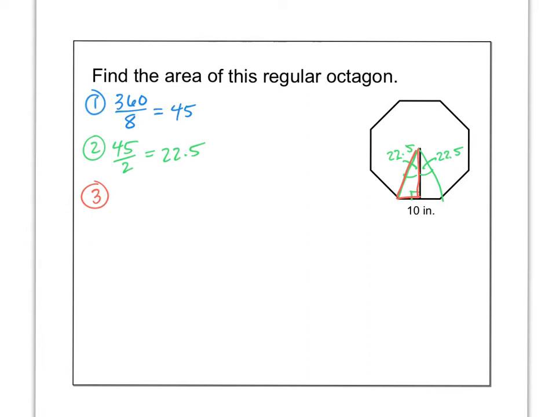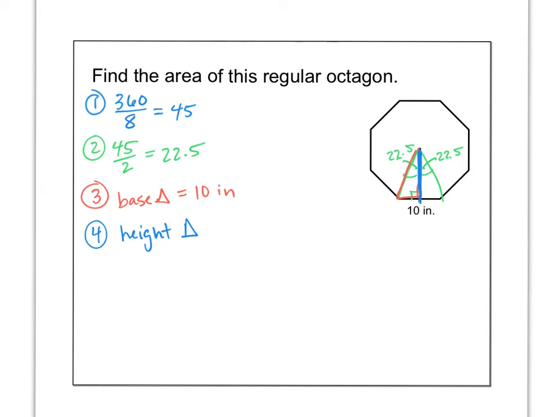So next, step 3 is find the base of the triangle. Guess what? It's given to us. It's 10 inches. I love when that happens. Yes, bonus. Next, step number 4 is we need to find the height of the triangle. Not so easy. Okay, so the height of the triangle is this blue line right there.